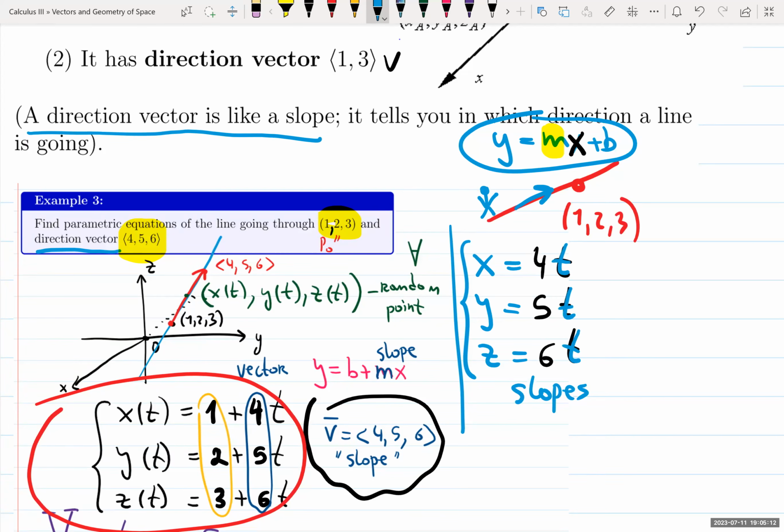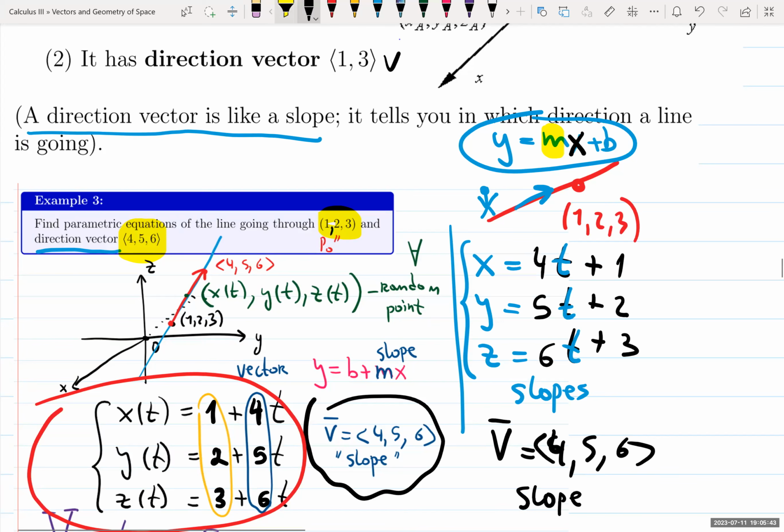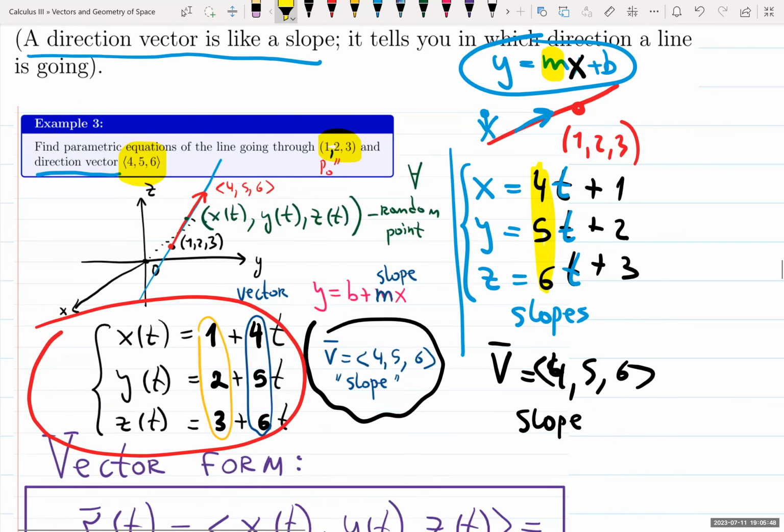And then remember mx plus b, the b is coming from the given point. So it's going to be plus, plus, plus. And the point is 1, 2, 3. 1 was corresponding to x, 2 was corresponding to y, z was corresponding to 3. So now it makes sense. So v is 4, 5, 6. That is your direction vector, and it's like a slope, basically. This, I'm going to make it yellow. This is a slope, and 1, 2, 3 is a point.